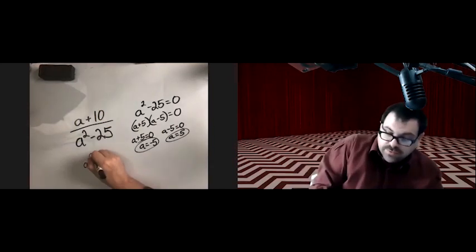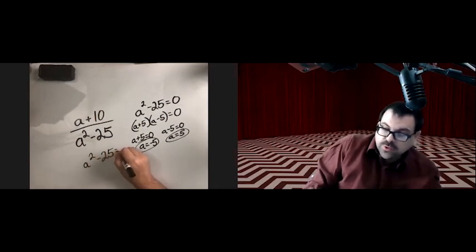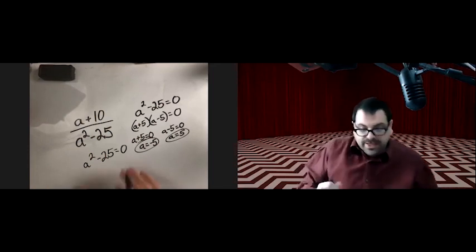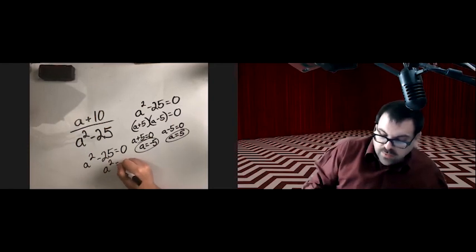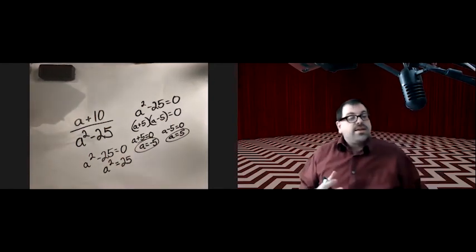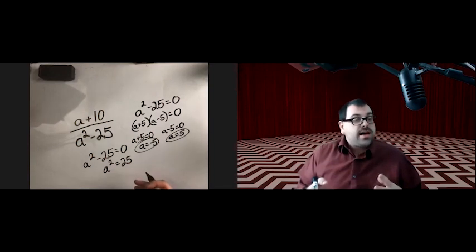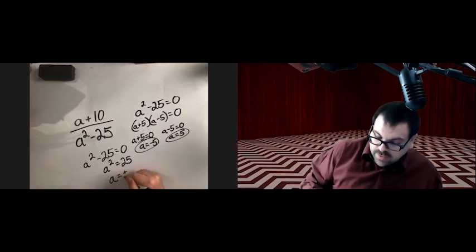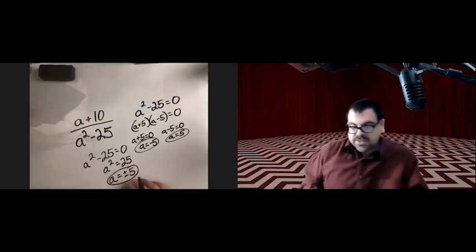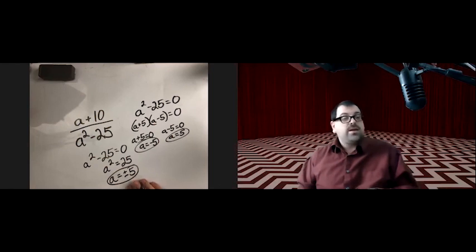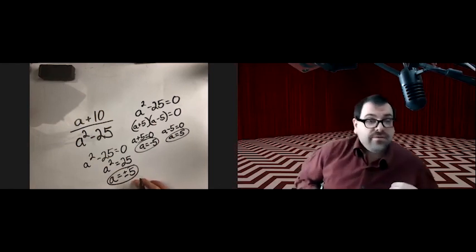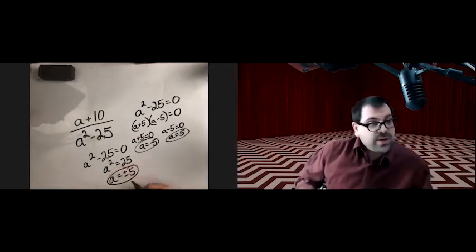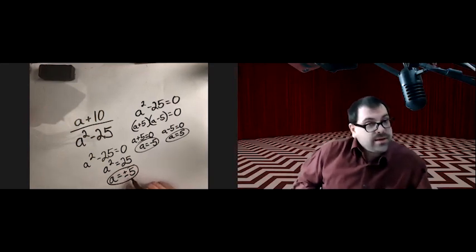But you could also use the square root property here because we just have a square term and a constant. We can easily get the square on one side and everything else on the other, so we can do square roots of both sides. Be careful if you do it this way that you remember a plus or minus 5. A equals positive 5 or negative 5. When we take square roots of both sides of an equation, we have to remember the plus or minus.